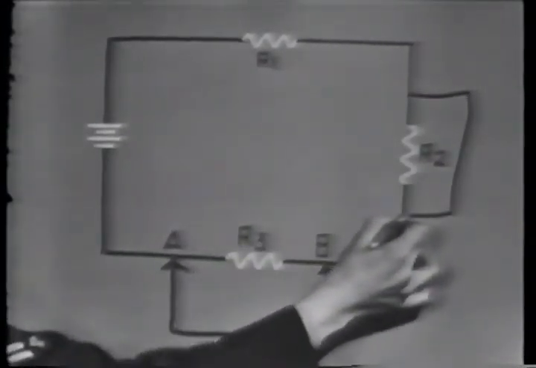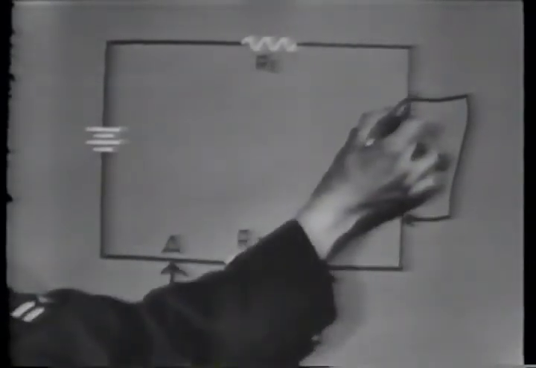Now, if I short out R2, the current would increase even more. With R2 and R3 shorted, the total resistance in this circuit is made up of R1 only.